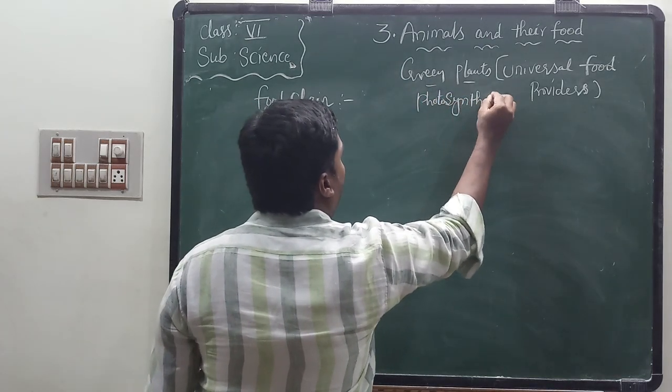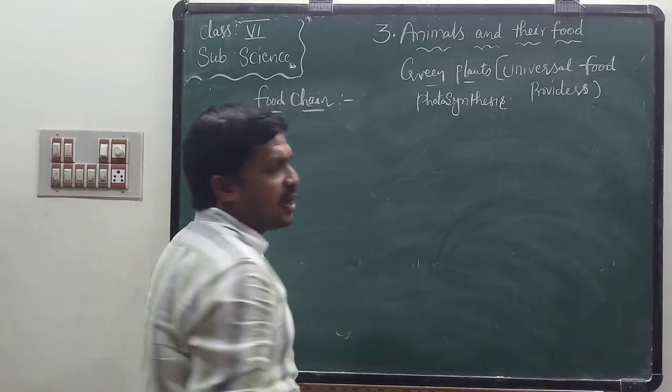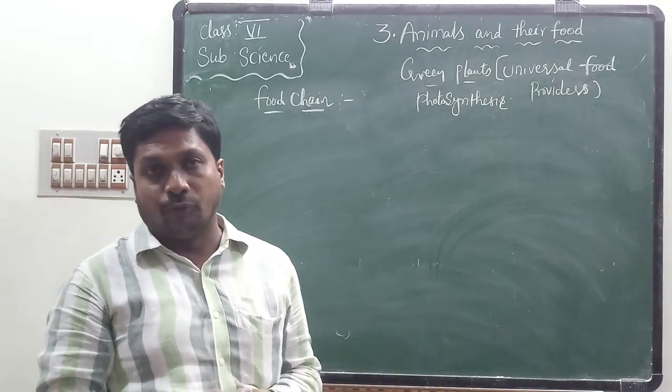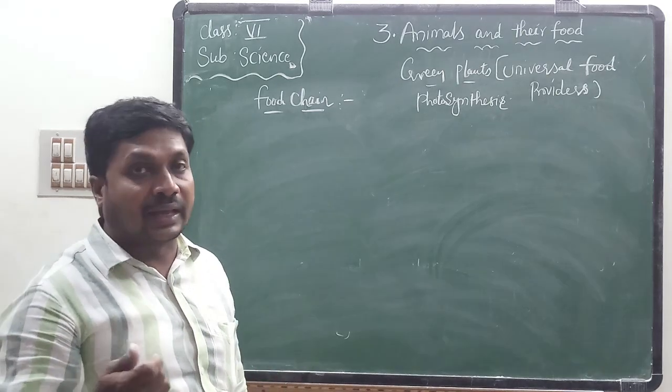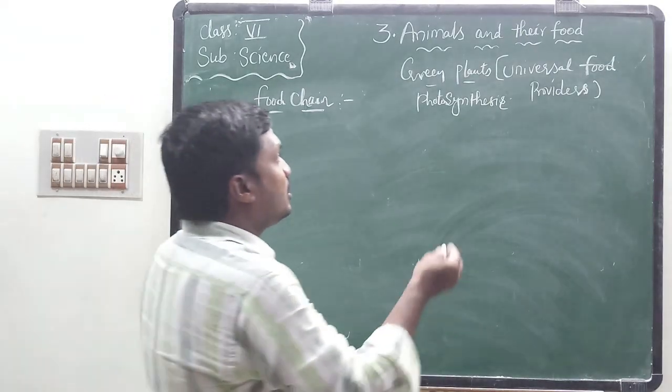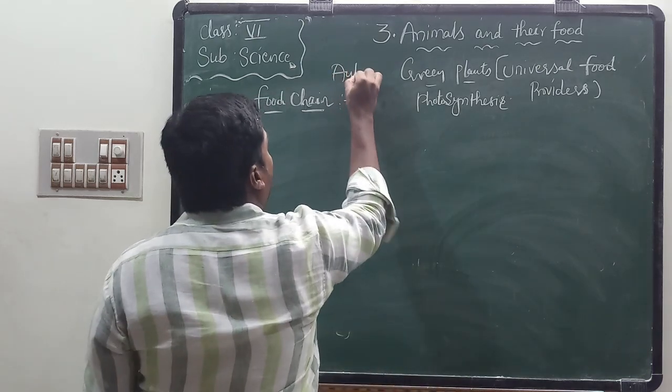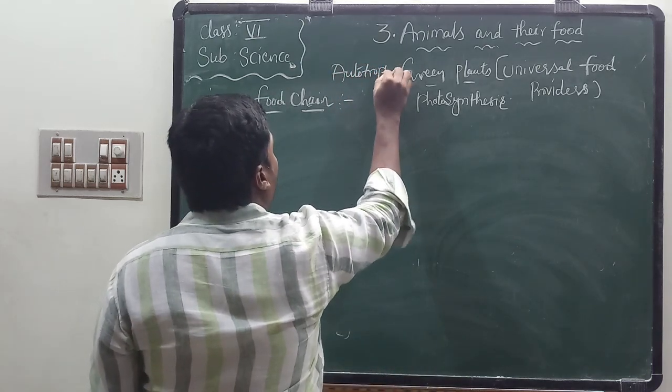In the process of photosynthesis, they can manufacture their food by using sunlight, water and CO2 in the presence of a green color pigment called chlorophyll. That's why they are called autotrophs. Green plants are also called autotrophs.